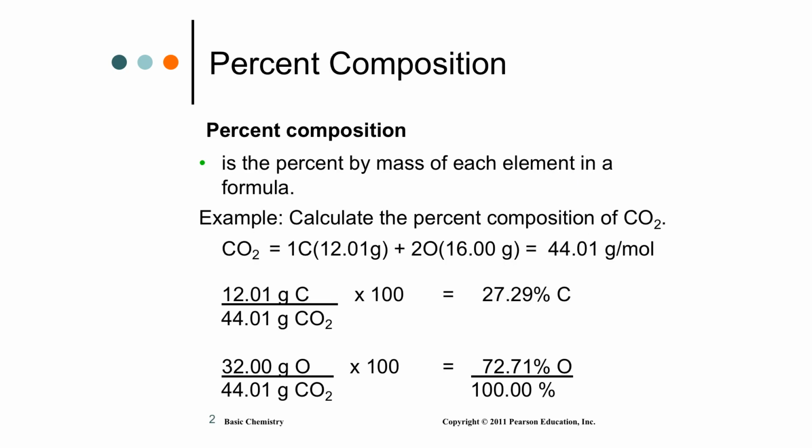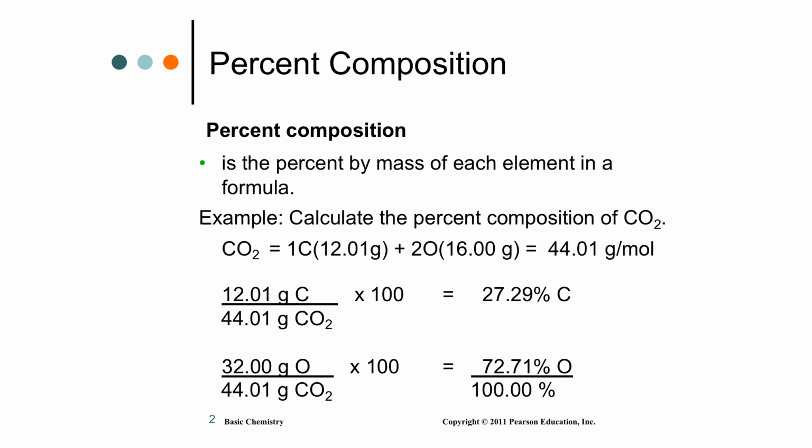So percent composition is going to be the grams of each element divided by the grams of the total. If you have 100 grams of water and you know you have so many grams of hydrogen, that hydrogen grams divided by the total water grams is the percent of hydrogen. The grams of oxygen divided by the total amount of water is the percent composition of the oxygen.